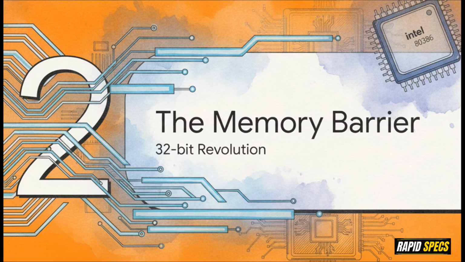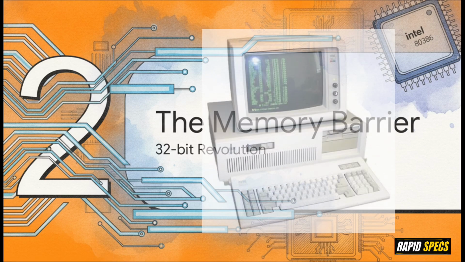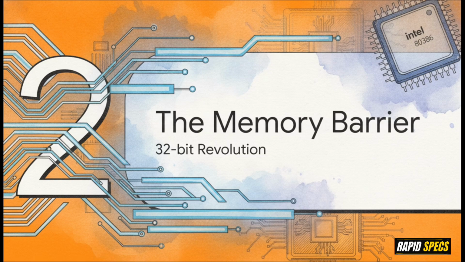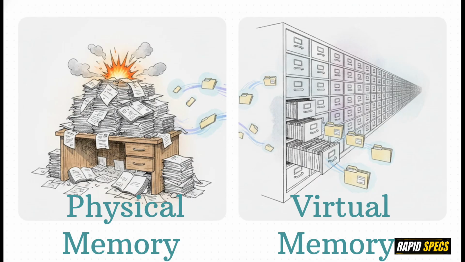Intel stepped up to the plate with the legendary 80386 processor. By moving from 16-bit to true 32-bit computing, the 386 literally doubled the width of that data highway, delivering roughly twice the performance of those older chips. But the 386 was a massive game changer because it introduced something called virtual memory.